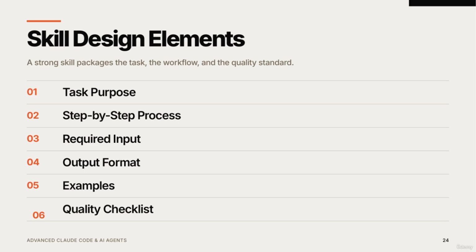Then, there's the required input. This tells us what information or materials are necessary to get started. Following that, we outline the output format, ensuring that the results are delivered in a consistent and expected way. To make it even clearer, examples are provided to illustrate how the skill is applied in real situations. Finally, there's a quality checklist, which helps verify that everything meets the set standards. Together, these elements create a comprehensive package that keeps workflows on track and maintains high-quality outcomes.